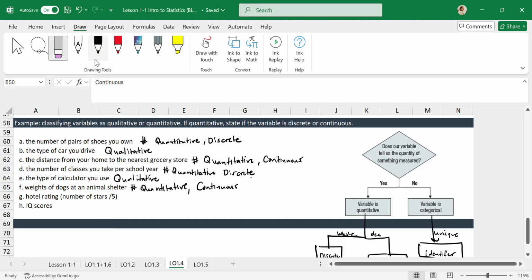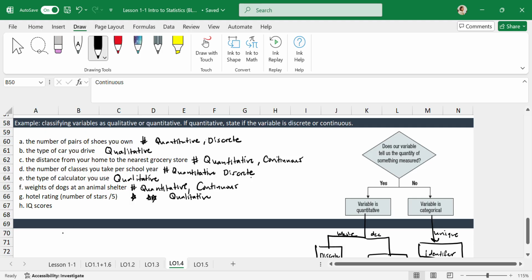A hotel rating out of 5 stars, 1, 2, 3, 4, 5. This one is a bit tricky because if you just say the number 1, that is a number. But if you're thinking about it like this, like a star or 2 stars, that's more of putting things into categories. So I would say this one's more qualitative. It's not really a real number. It's more putting it into a category based on how good you feel it is, a quality you think it has. So I would call that one qualitative.